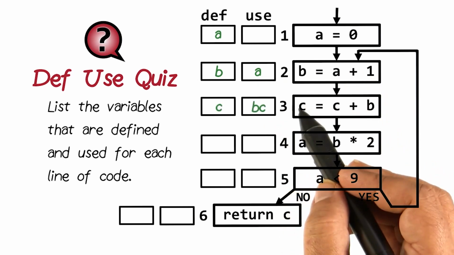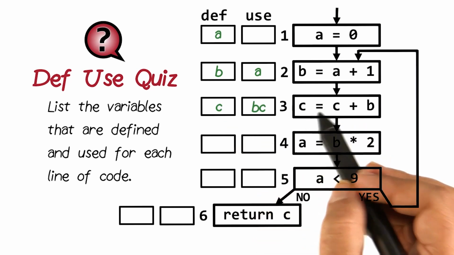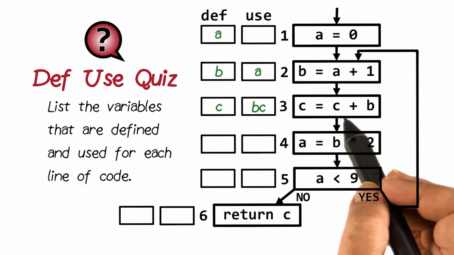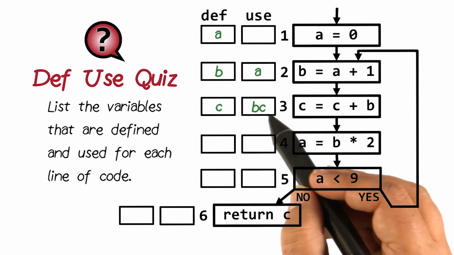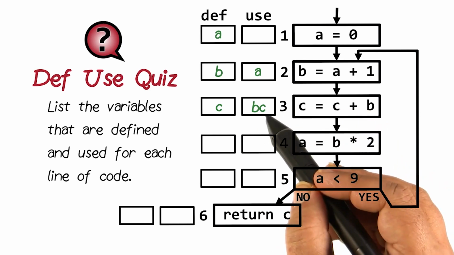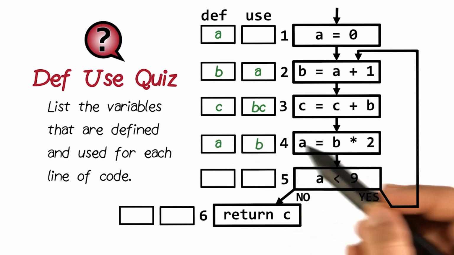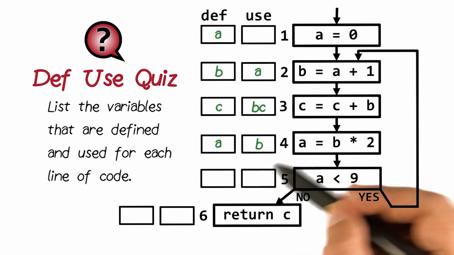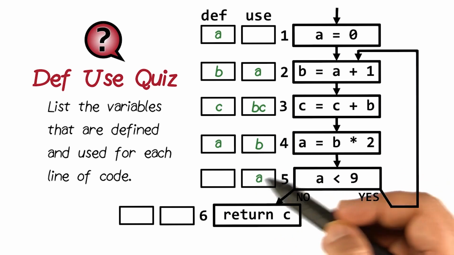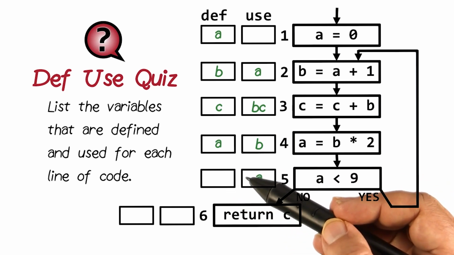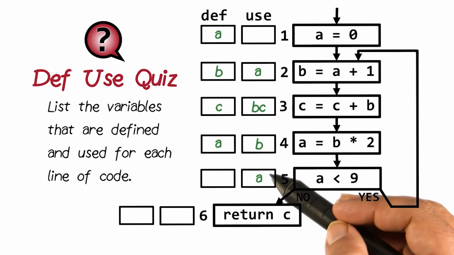Similarly over here, the definition set is c, which is being written into, and the use set in this particular case in fact consists of two variables, b and c, because there are two variables participating in this sub-expression. Again, applying this logic, a is being written here and b is being used. And for statement number 5, there's nobody writing into any location, so only use is there, and a is the use set of this.